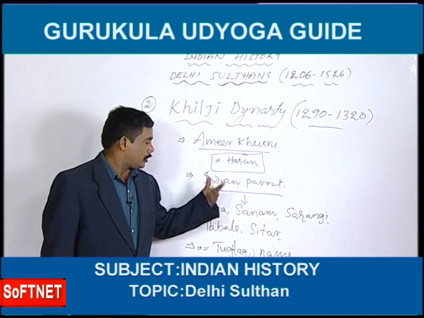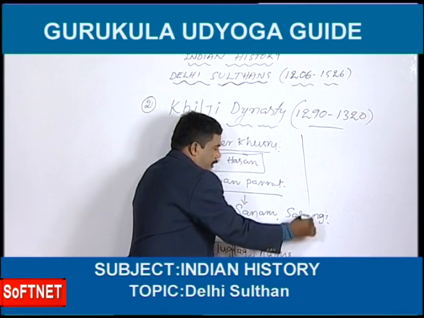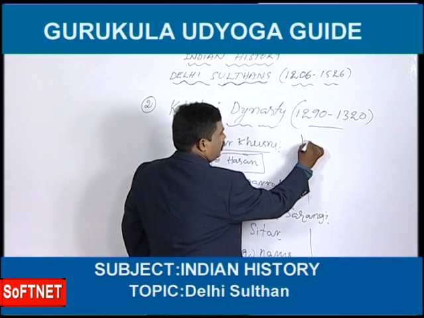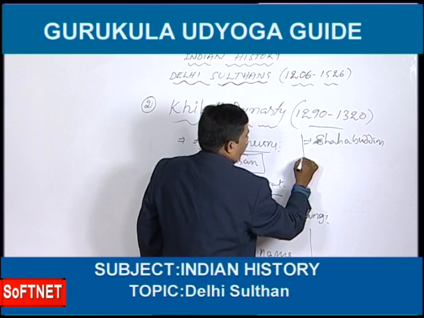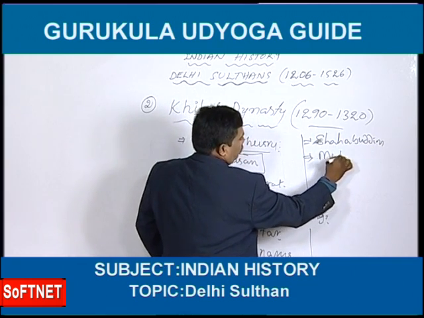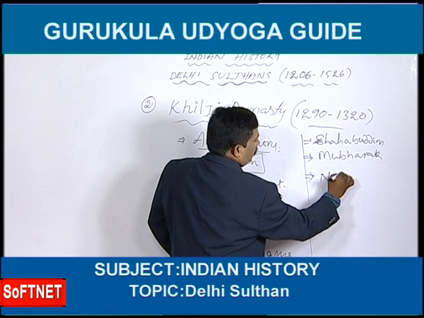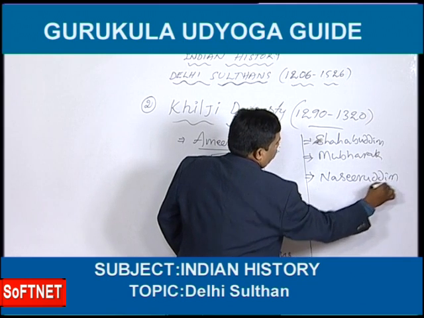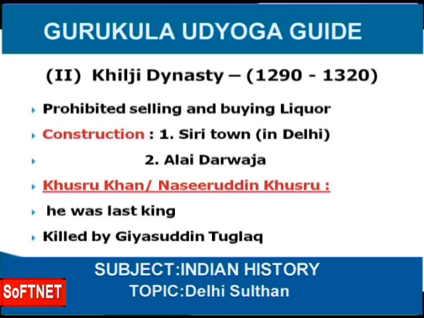So after Alauddin Khilji, we go to the next point: Alauddin Khilji's successors. Who are the successors of Alauddin Khilji? After Alauddin Khilji, we have 3 rulers: Shahabuddin Khilji, Mubarak Khilji and Nasiruddin Khusro. Actually, the last ruler was Nasiruddin Khusro. He is also called Khusro Shah. Nasiruddin Khusro was actually a Hindu.